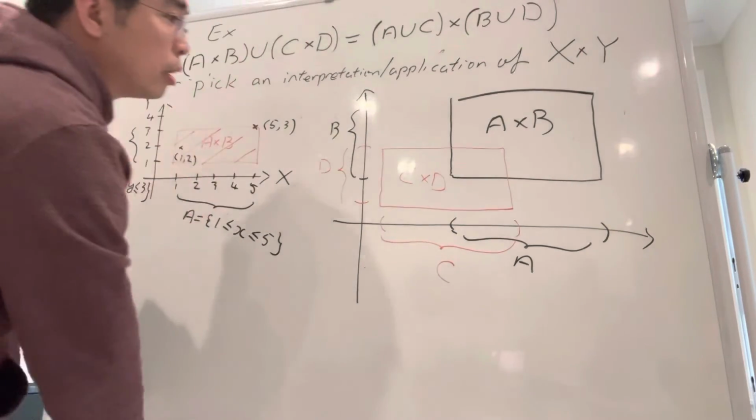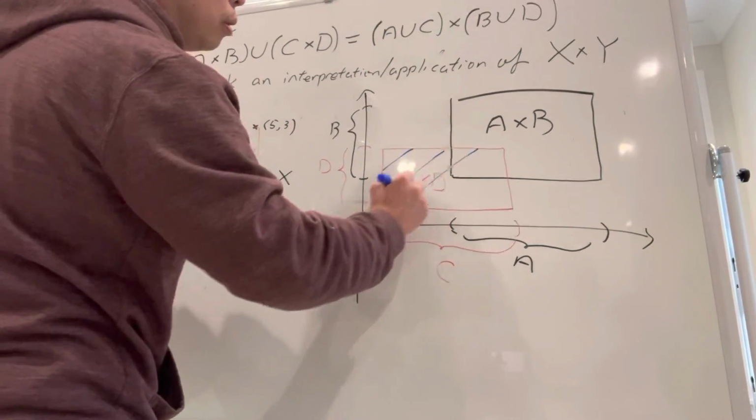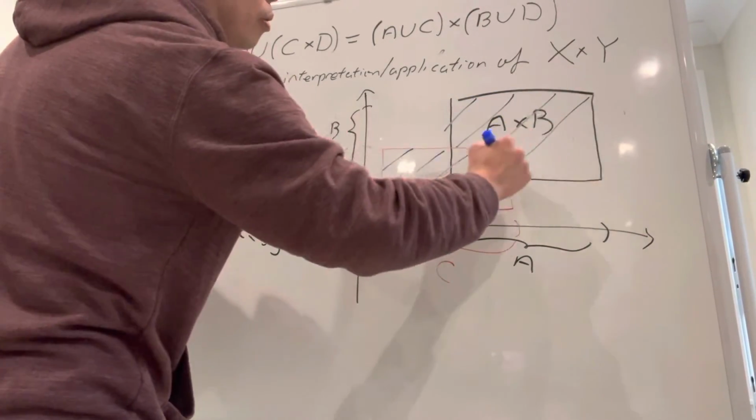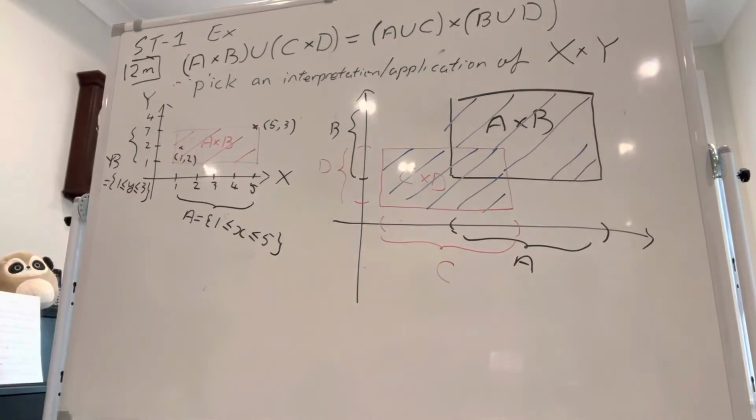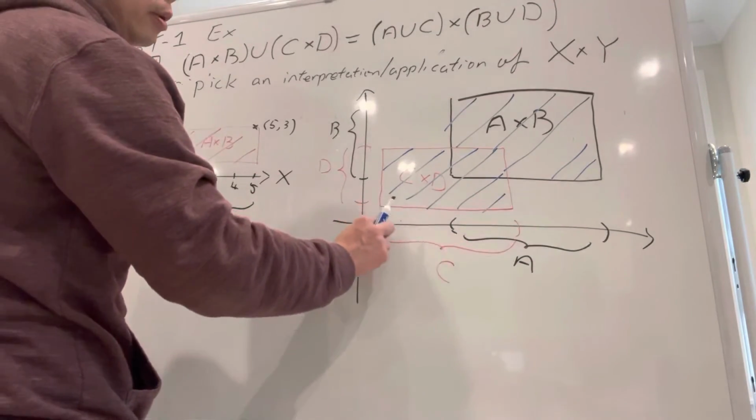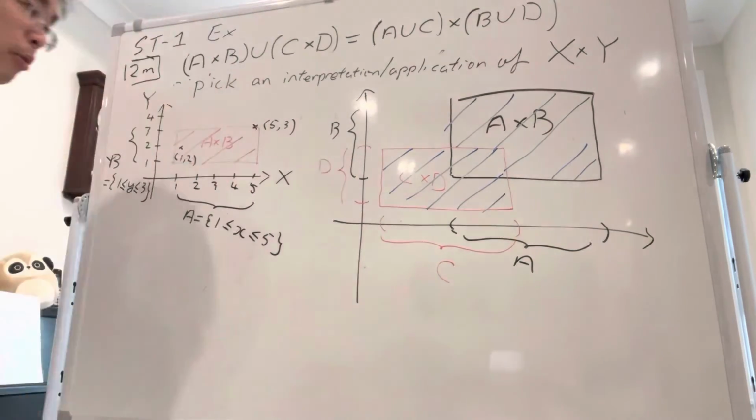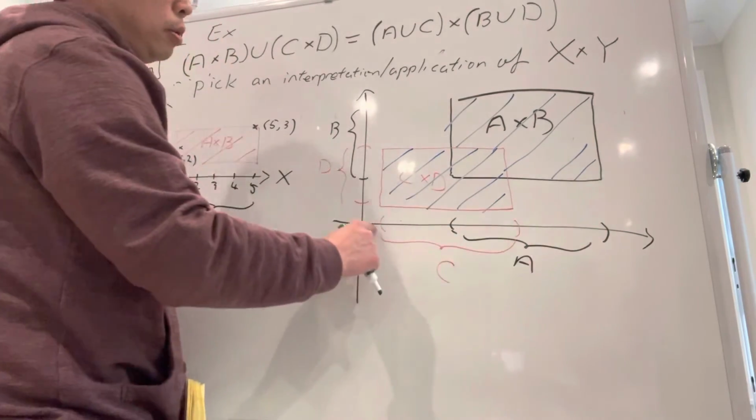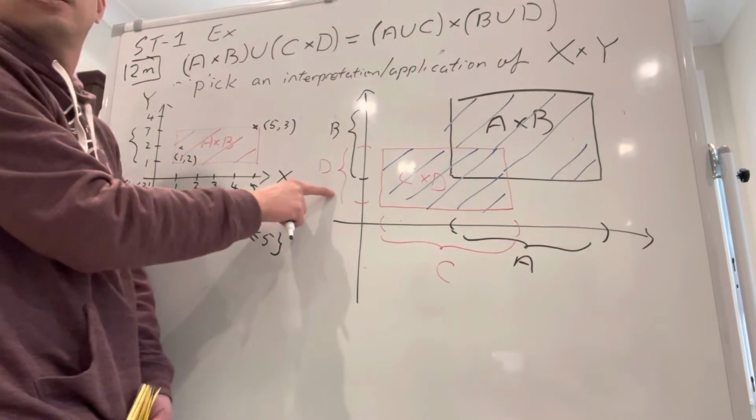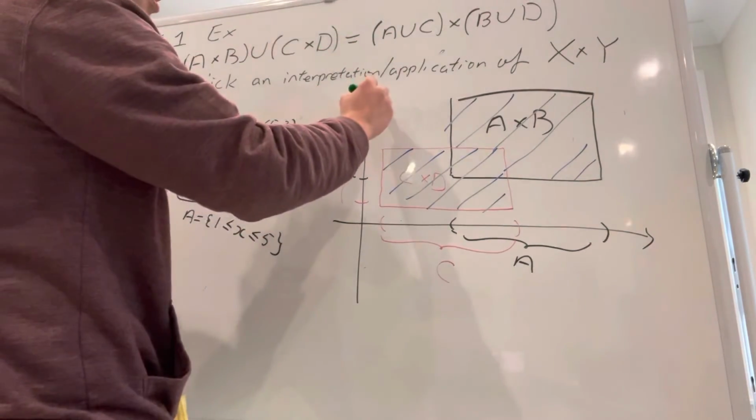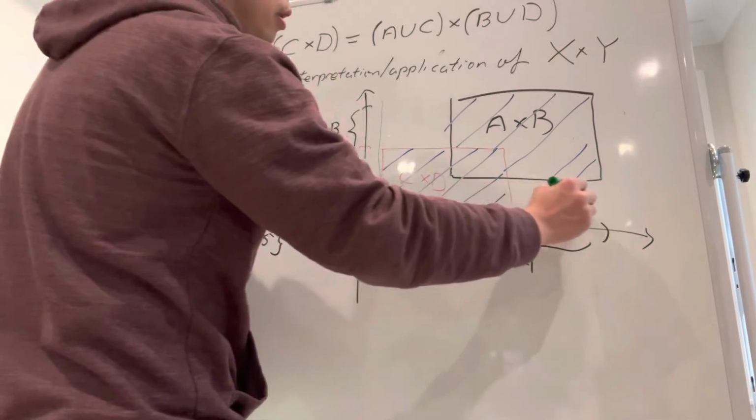I'm going to shade it so that it's clear. So it is basically the blue. Okay. Now on the right hand side, if I first combine A and C, I think I'm running out of color. Okay, let's use C. Let's say A union C, meaning combining these two. B union D, combining these two. And then we take the cross product.